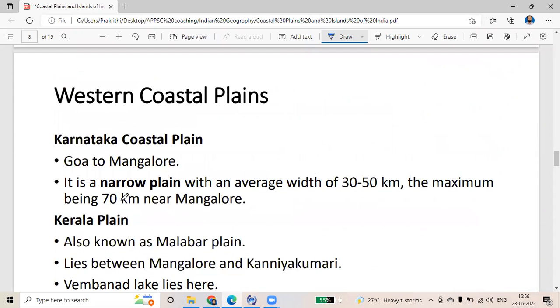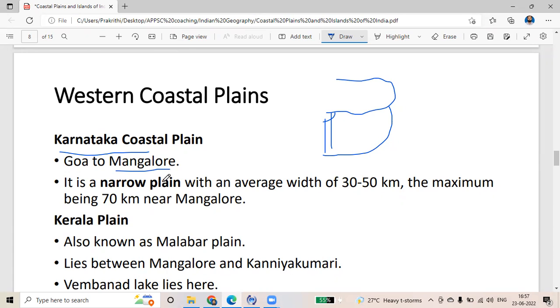After this Konkan area, we have the Karnataka coastal plain. So Maharashtra is done, then Goa is done, and we have Karnataka here. The Karnataka coastal plain extends from Goa to the border district of Karnataka, that is Mangalore. Up to there is its extension.